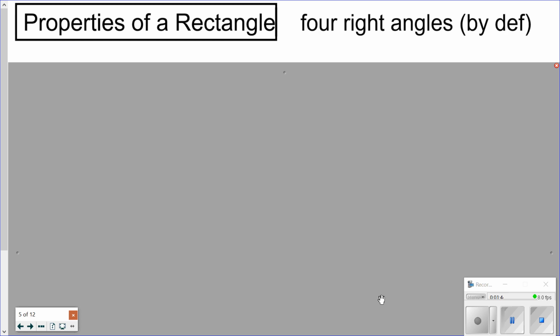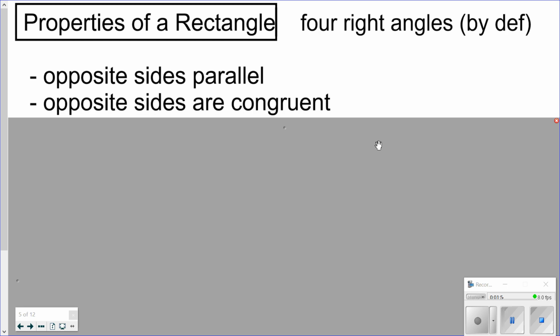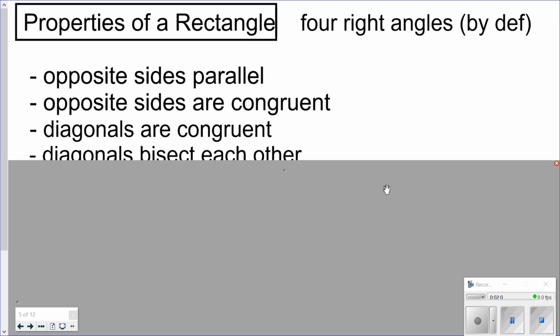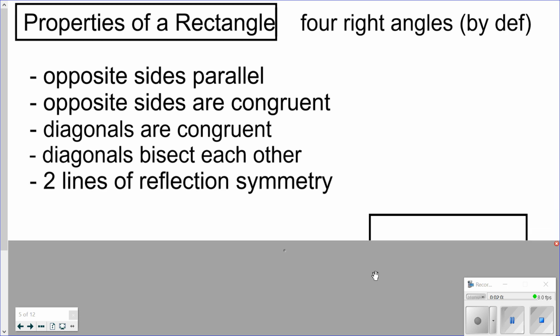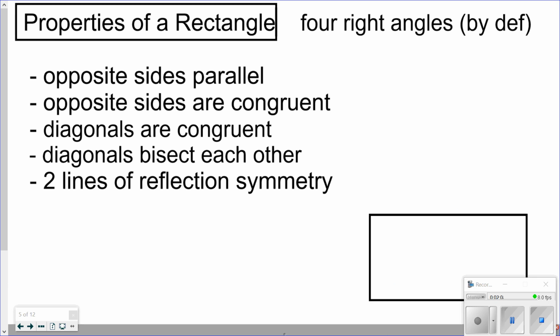Properties of a rectangle. By definition, we know that a rectangle has four right angles. Some more properties is that the opposite sides are parallel, opposite sides are congruent, the diagonals are congruent, the diagonals bisect each other, and we have two lines of reflection symmetry. And so here's our example of a rectangle.